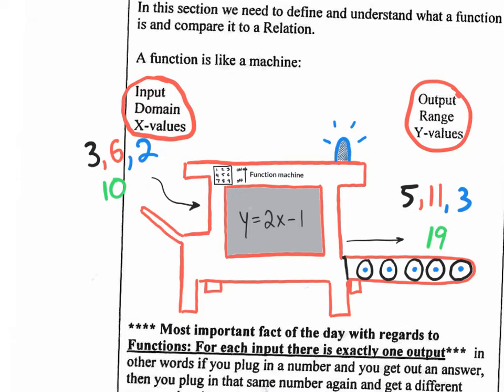So we need to know this. We need to know inputs are the same thing as domain values, same thing as X values. Outputs, same thing as range values, same thing as Y values.